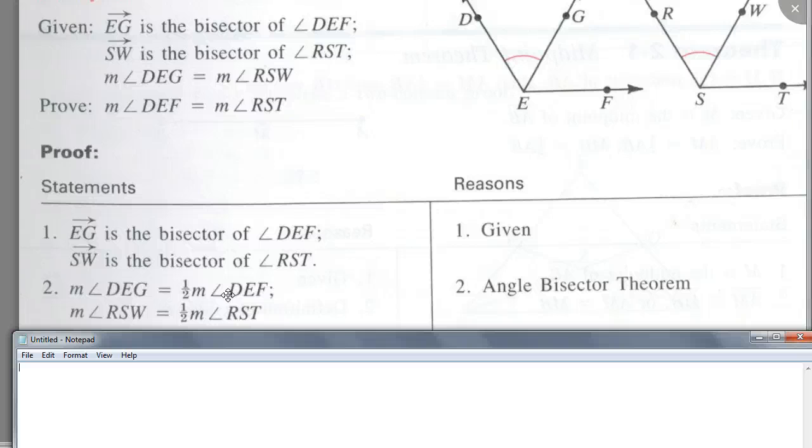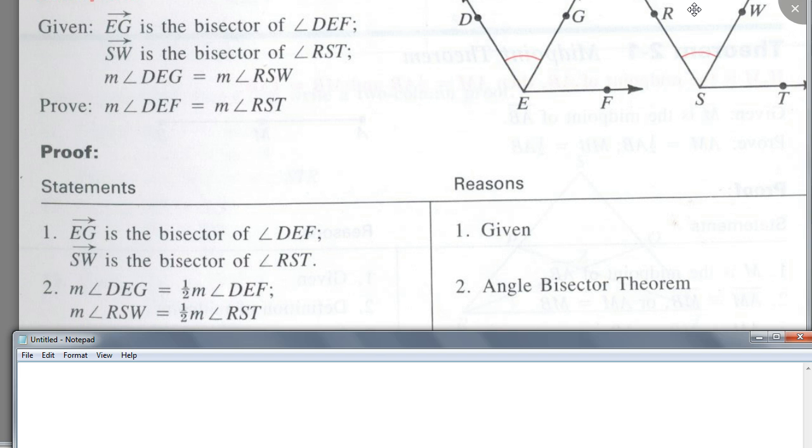Dylan, what do you think, sir? Any idea? Not yet? Dylan, take a look at this. We have this whole angle, right? Half of this whole angle is equal to this angle right here. And half of this whole angle is equal to this angle right here, right? What do we know about these two angles, Dylan? They are congruent, aren't they? How do we know that? Who told us this?